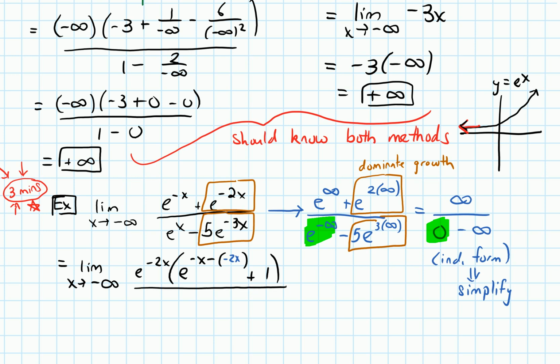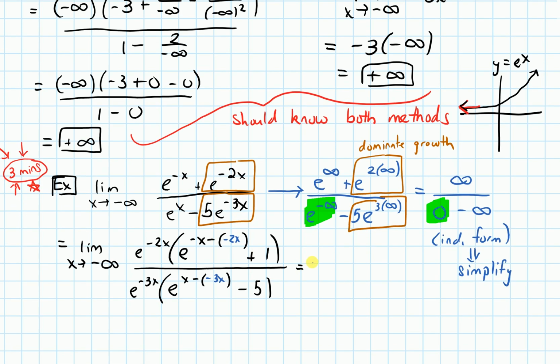On the denominator, I'm going to factor out e to the negative 3x, because that's the term that dominates. When we do that, from the first term, we'll have e to the power that was there originally, which is x, minus the one that we just took out. So the one that we just took out is negative 3x. All right, and then from the second term, what's left over is minus 5.